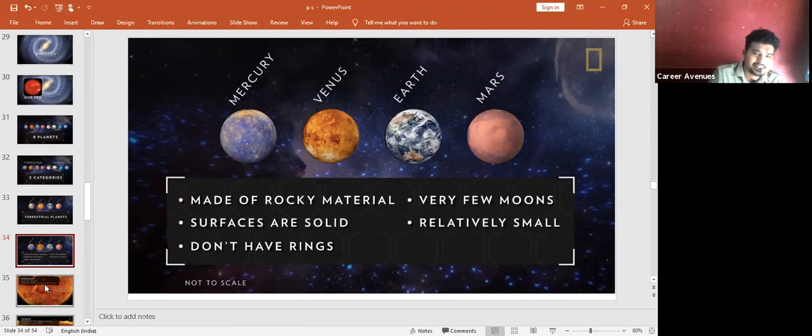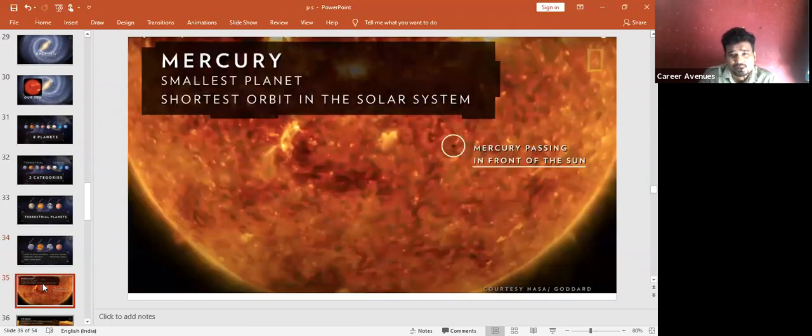Now let's discuss Mercury first. This is the smallest planet in the entire solar system. It has the shortest orbit in the solar system and takes around 88 days to complete one revolution around the sun. See, here Mercury is passing in front of the sun, and you can compare the size. Mercury is just like a small dot on the body of the sun. It's very, very tiny, and it is the smallest planet in the entire solar system right now.